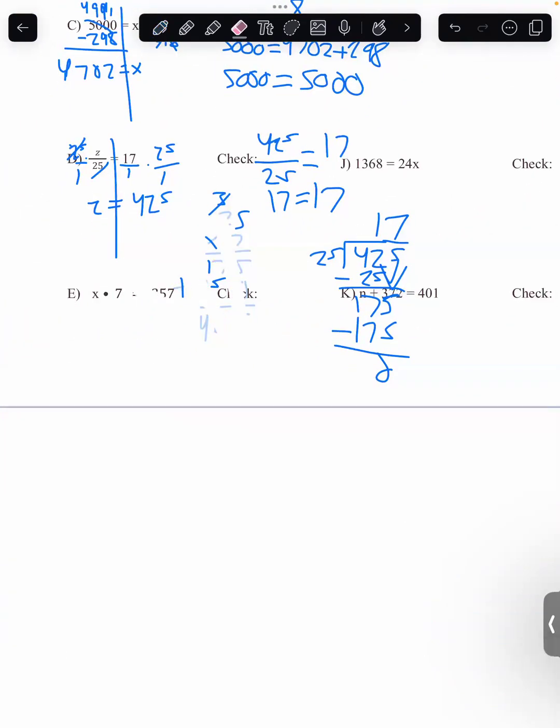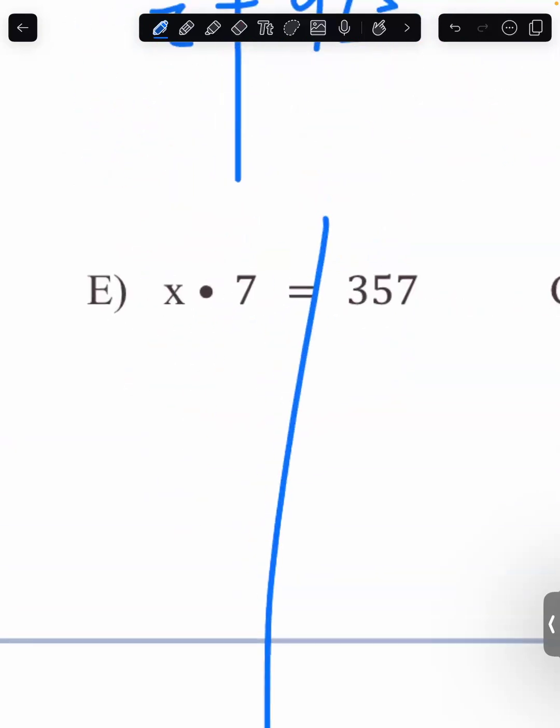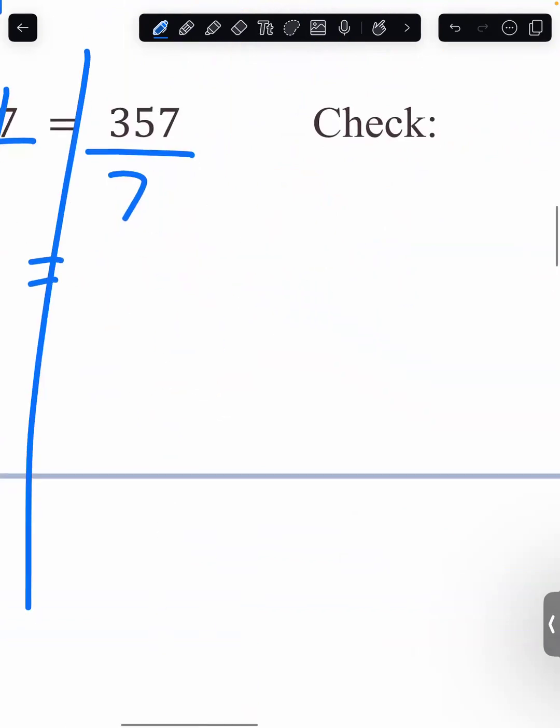All right, fifth one, E. I did realize that I skipped F on my numbering. Oh well. So x times 7 equals 357. The opposite of times 7 would be divide by 7. That's 1, so that isolates the variable. So then 357 divided by 7.